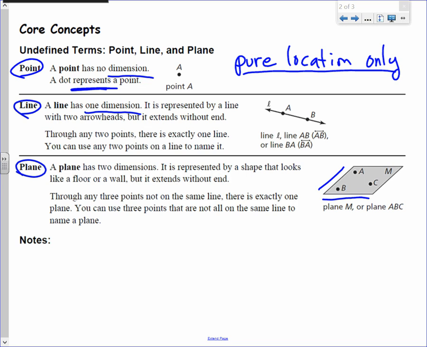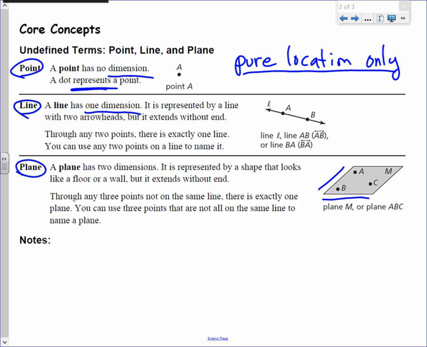All right, let's continue. So watch this. A line has one dimension. In other words, imagine pure length, just length. No thickness, no width, just pure length, infinitely extending. That's what a line is. It is represented by a line with two arrowheads. The arrows represent that the line goes on forever.